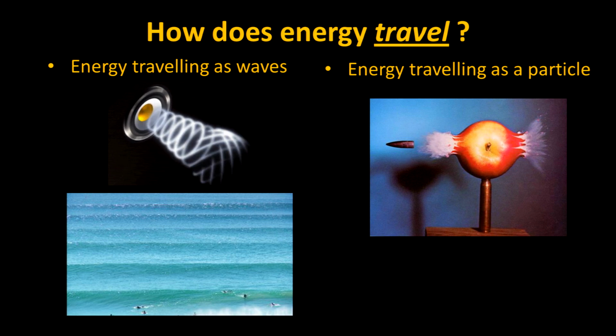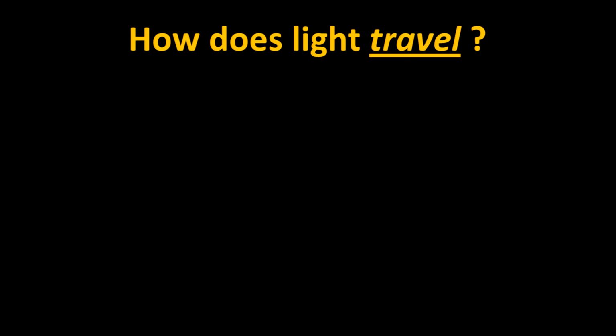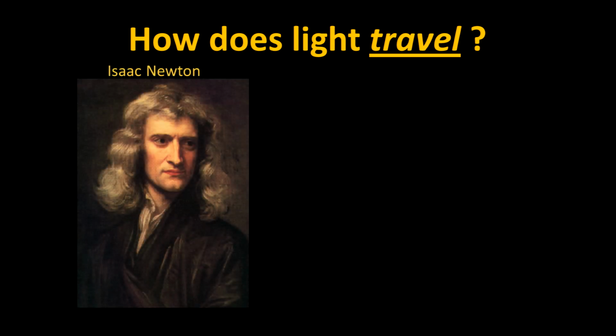So the question is, which one of these two options is what light is doing? And historically, the person to begin to unravel the details of this is a familiar name. It was Isaac Newton. Isaac Newton, of course, is somebody who is very famous for his contributions to science. But when it comes to the field of optics, he made some important discoveries.